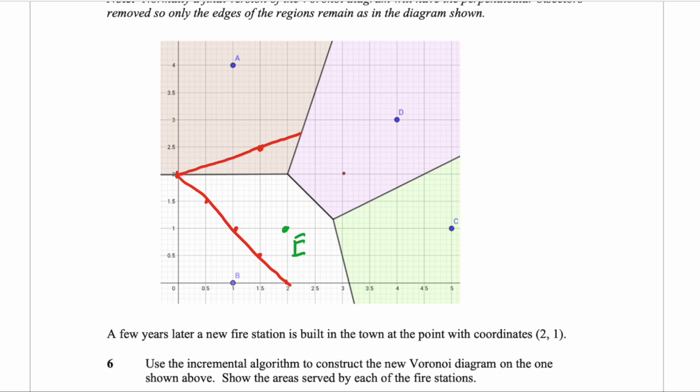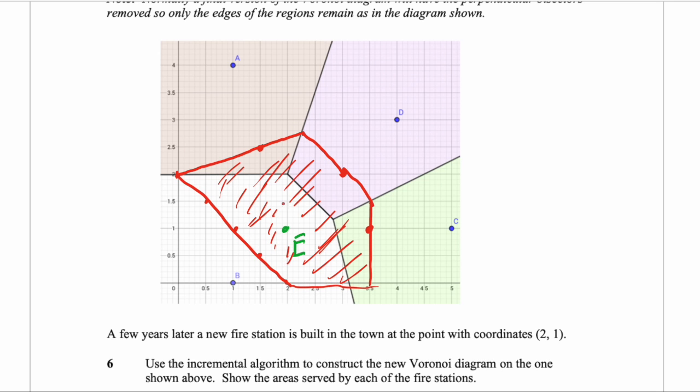Between D and E, the midpoint is here. Okay, so we can start drawing that perpendicular bisector between D and E. And between E and C is obviously right here. And it's going to be a vertical line. So it looks like it's going to intersect right there. Okay, so you get this new cell containing all the points that are closest to fire station E. And this is the resulting Voronoi diagram.